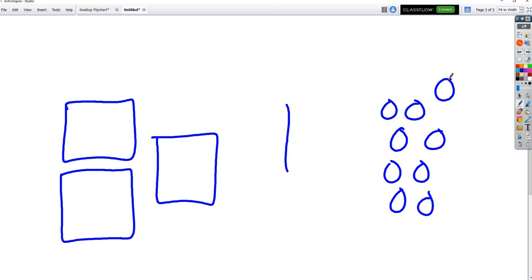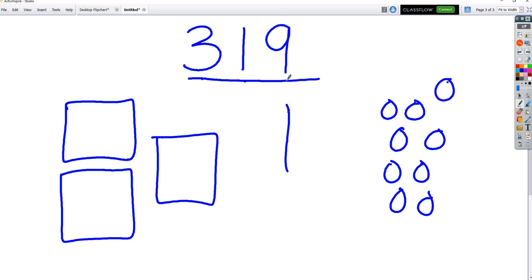All right, what number did I draw there? What would it look like? All right, well, let's see if you're right. If you're not ready, you can always pause me. How many hundreds did I draw? There's 3. How many tens? Just 1. How many ones? Yeah, there's 9 of them. So what is this number that has 3 hundreds, 1 ten, and 9 ones?